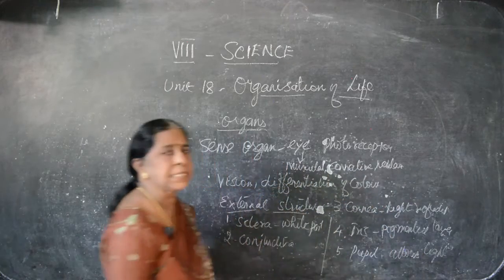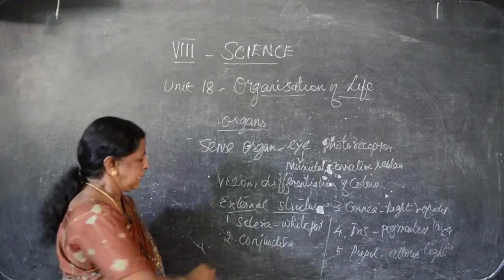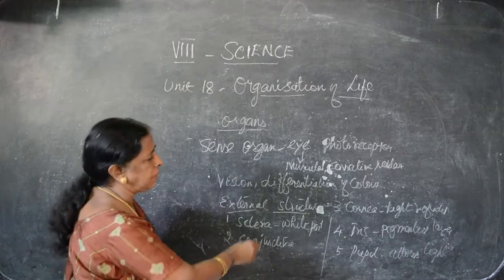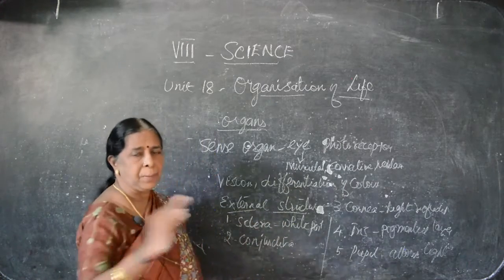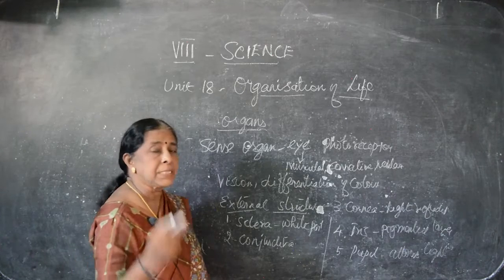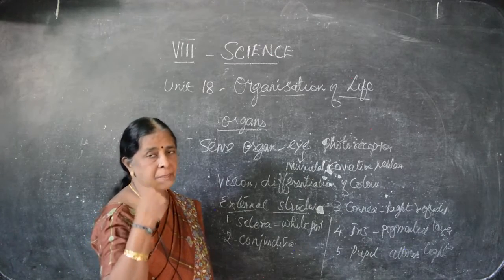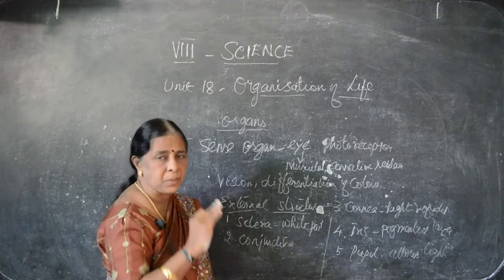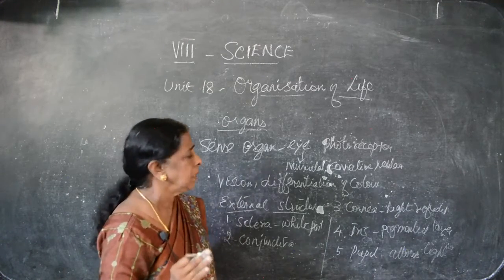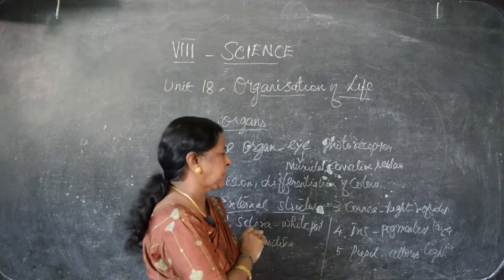Okay. What are the external parts of the eye? Sclera, conjunctiva, cornea, iris, pupil. Sclera is the white part of the layer. That is, when we look at our eye, there is a white part. That is sclera. Conjunctiva is the connecting part. All the external parts are connected by a small membrane, that is conjunctiva.